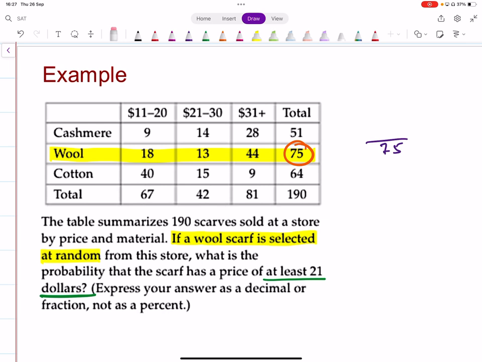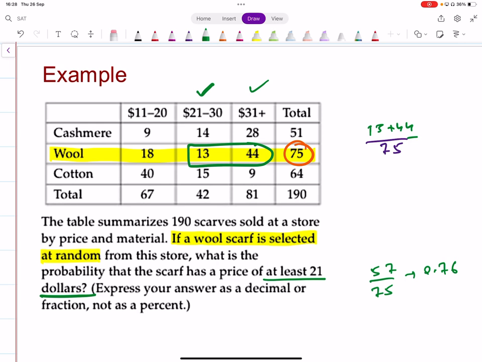Is that okay? Now, out of those 75, what's the probability that the price is at least 21? What does that mean? It could be this, it could be this. Both of them are possible. What's the total number? 13 plus 44, that's 57. You say it's 57 over 75. 0.76? Okay. 0.76, that's the result that we get.